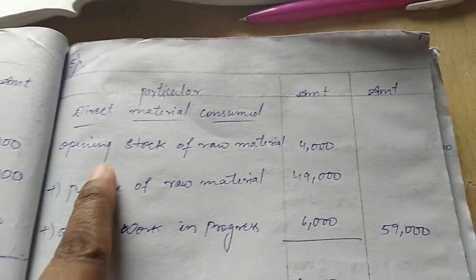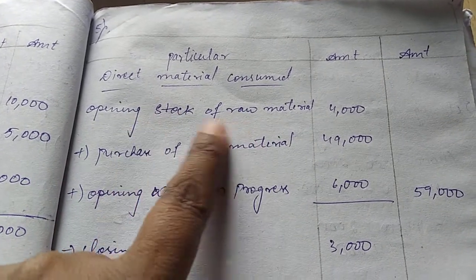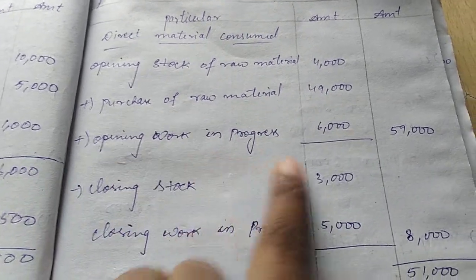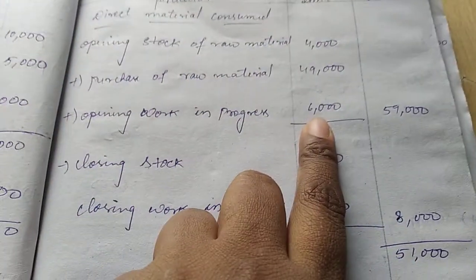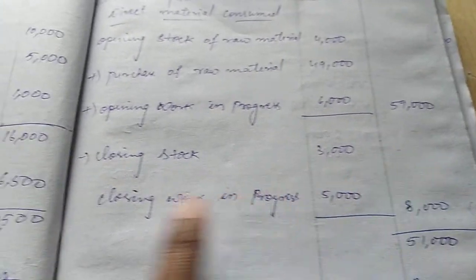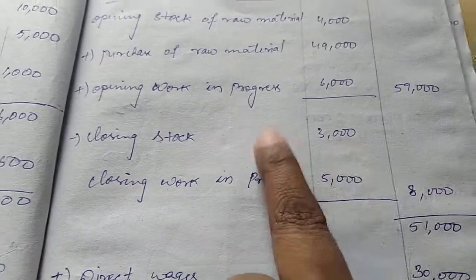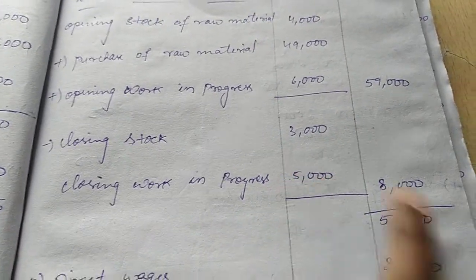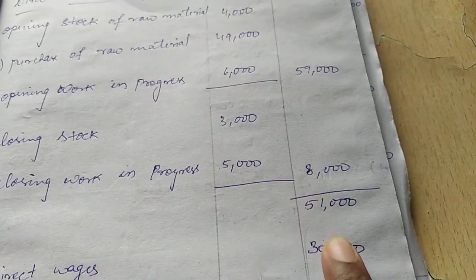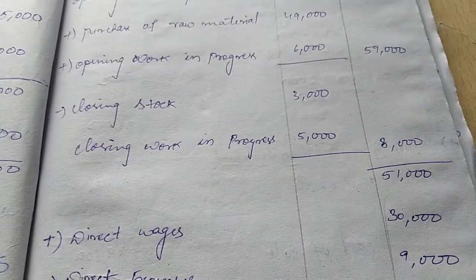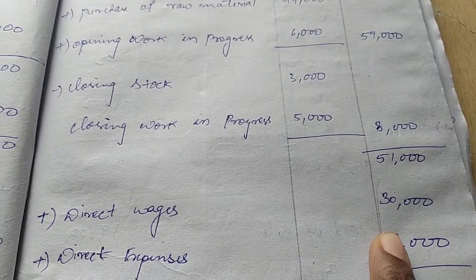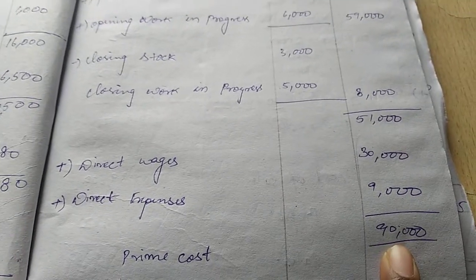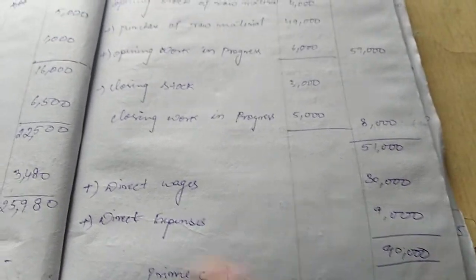So see here, direct material consumed: opening stock of raw material 4,000, purchase of raw material 49,000, opening work in progress 6,000. We have to add these three. How much did we get? 59,000. From that deduct closing stock of raw material 3,000 and closing stock of work in progress 5,000, totally 8,000. 59,000 minus 8,000, how much do we get? 51,000. To that add direct wages 30,000 and direct expenses 9,000. So the prime cost we got is 90,000. Okay, simple problem.